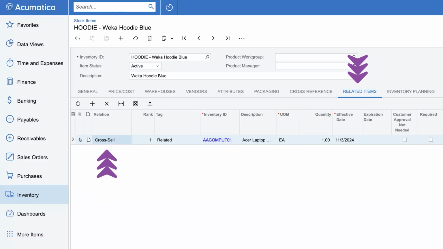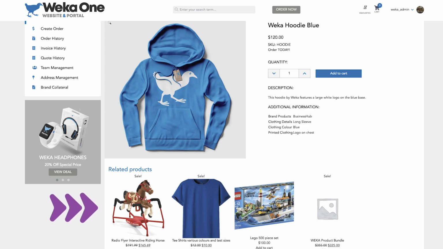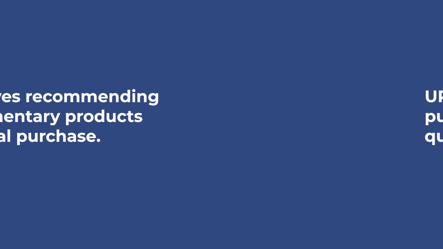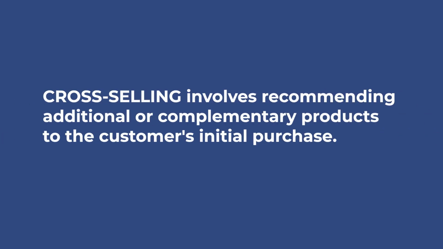Related items. Weka Online supports cross-sell and upsell related items. Developers can configure the cross-sell and upsell items as they see fit. Upselling encourages customers to purchase a more expensive or higher quality version of the same product, while cross-selling involves recommending additional or complementary products to the customer's initial purchase.